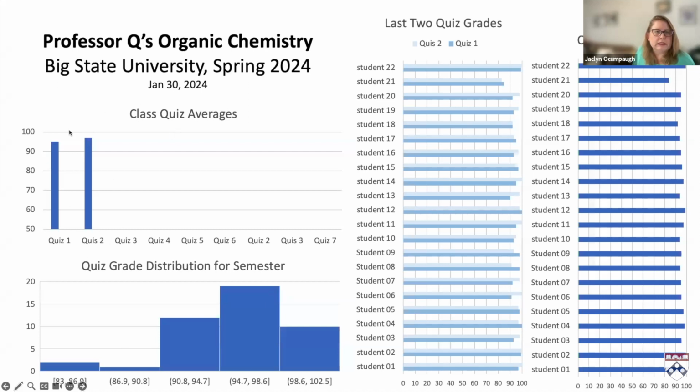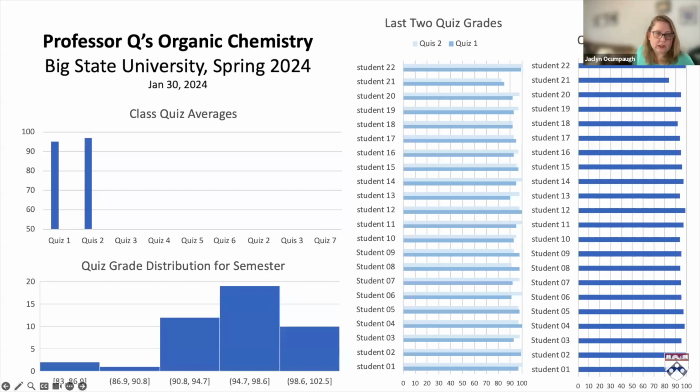And so here we see the average quiz grade for the class. Here we see the quiz grade distribution across those two quizzes so far this semester. And then we see the students' ID numbers here in the left column on both of these charts. This chart gives us the last two quiz grades, which is only quiz 1 and quiz 2, and this one gives the quiz average.